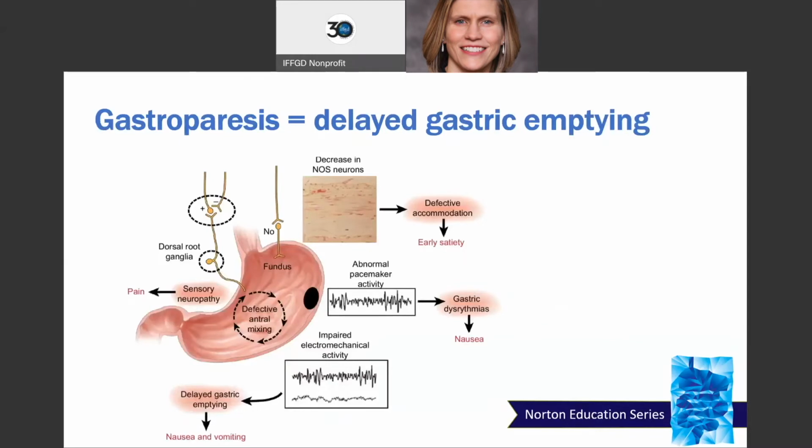Another entity that closely overlaps with functional dyspepsia is called gastroparesis. This has delayed gastric emptying. And this crazy complex picture is just to show how many mechanisms go into emptying your stomach. There's nerve innervation from the brain. There's potential that can be abnormal. The autonomic nervous system innervation of the stomach, and how that signaling is affecting the stomach emptying is very important. There could be decrease or abnormal specific neurons called the nitric oxide synthase neurons. These are specific neurons that can be abnormal in the stomach mucosa.